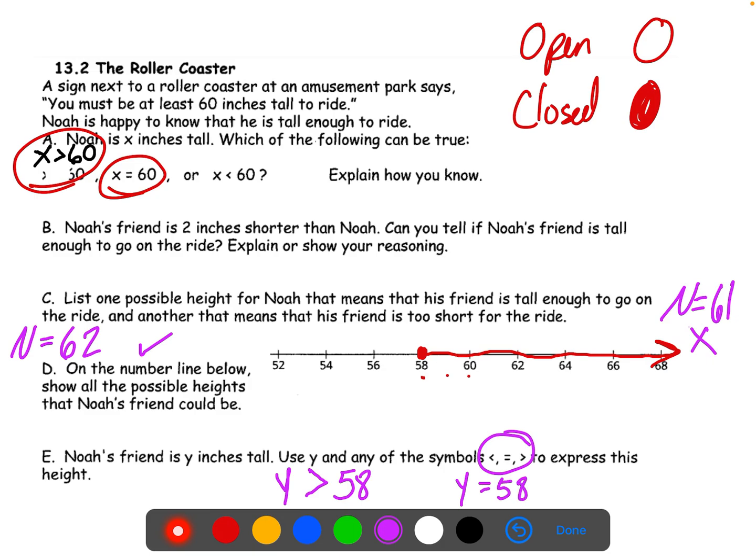Now there is a symbol that combines both of these together. If we were to put y is greater than or equal to, see how it looks like an equal sign, but we still have our greater than sign. So we're showing both of those possibilities. We're saying that Noah's friend's height could be bigger than or equal to 58 inches. And that would be the best way to represent that situation.